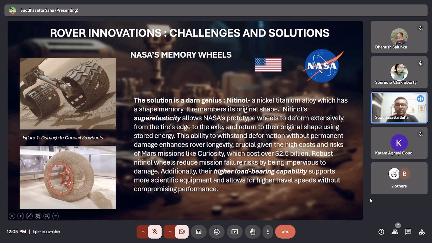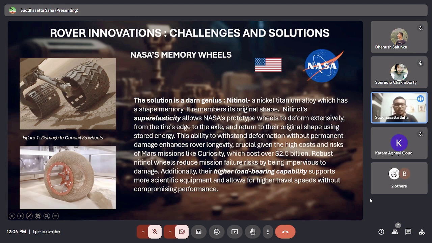And it is through their interesting property of super elasticity that these NASA prototype wheels can deform extensively, like from the tire's edge to the axle. This much they can deform and conform to the terrains. And that way they can again come back to their original shape. Thus, that is how they prevent any sort of damage. This is the technological innovation by NASA to address this problem. As you can see here, the damage of the wheels of Curiosity and how they were trying to solve it.